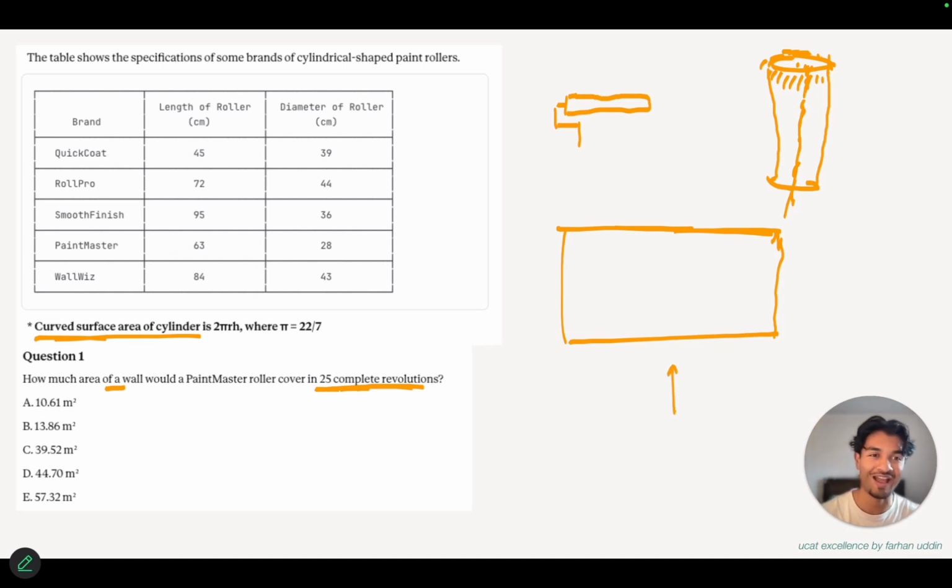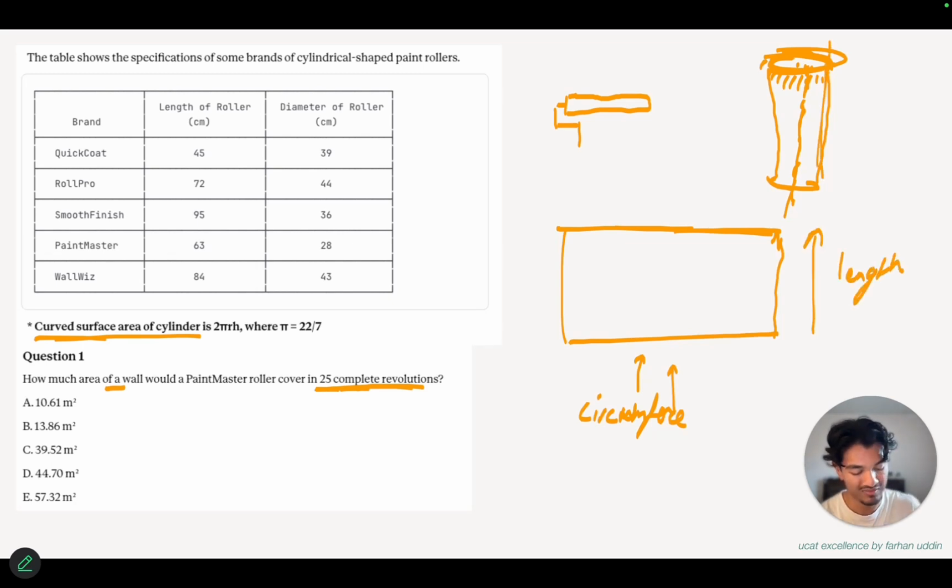So what we have in front of us is a situation where this ends up being the circumference of this circle right here, and then this ends up being the length that we're talking about. This is the length of the paint roller, or in this case, the same thing as height. The length and height here actually mean the same thing, they're just using the terms interchangeably, basically just to confuse us. So we're going to put height here as well. So hopefully you have an idea of what's going on.